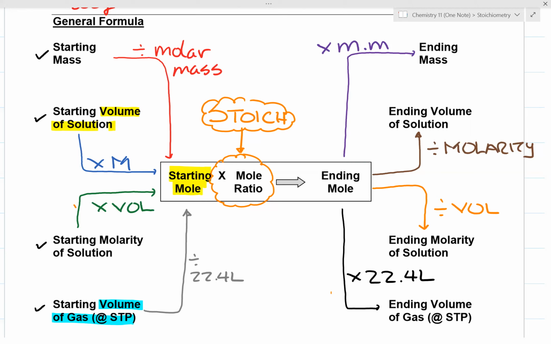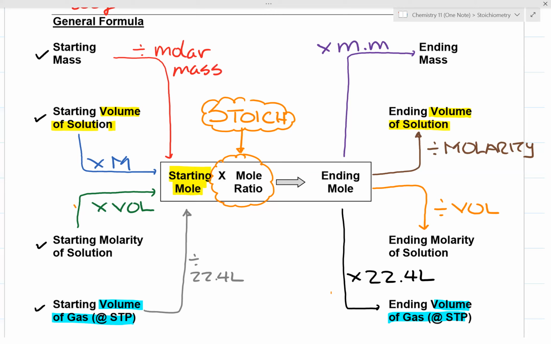Now, one thing I would like you to be aware of is this. Notice I have 2 volumes, one that is highlighted in yellow and one that is highlighted in blue. Notice, how do you approach moles from volume of a solution? You multiply it by molarity. And to go from moles to volume of solution, you divide by molarity. You contrast that to volume of a gas that's highlighted in blue. You divide it by 22.4 liters to get moles, and you multiply by 22.4 liters to get the volume at the end.